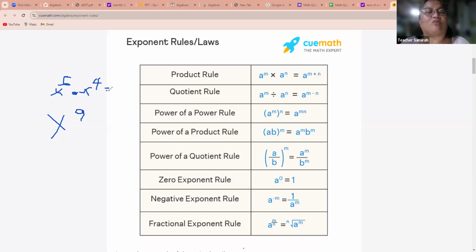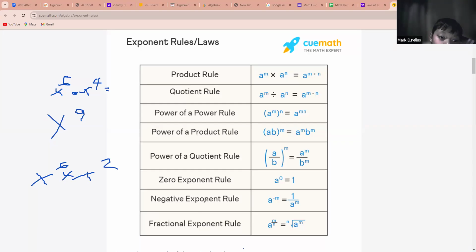Okay, how about this one? It looks like water drops, or a tadpole. Something like that. X to the power of 6 times x to the power of 2. What will be your answer? Look at the base. They are the same. They are like terms.